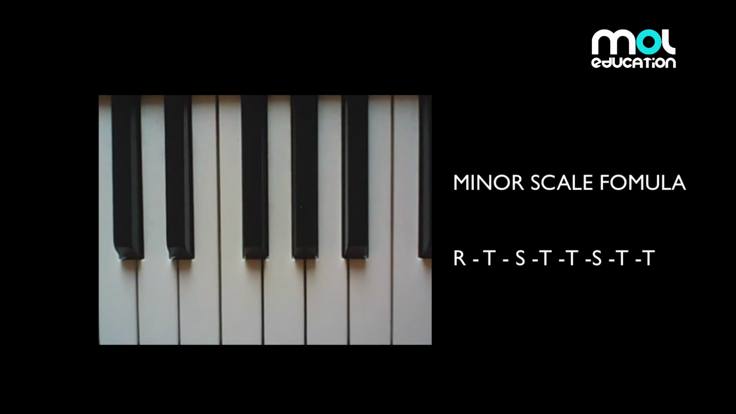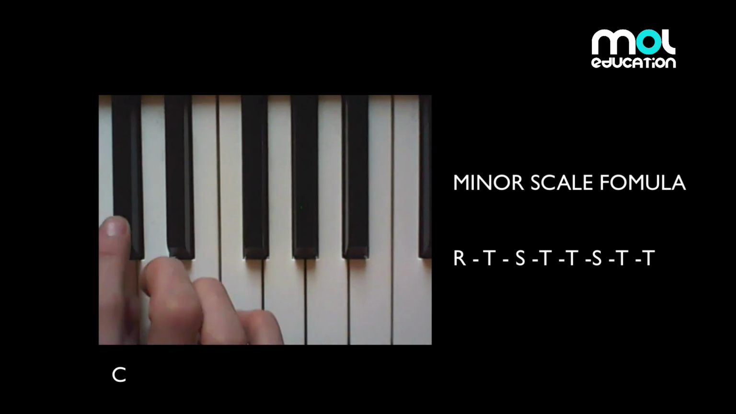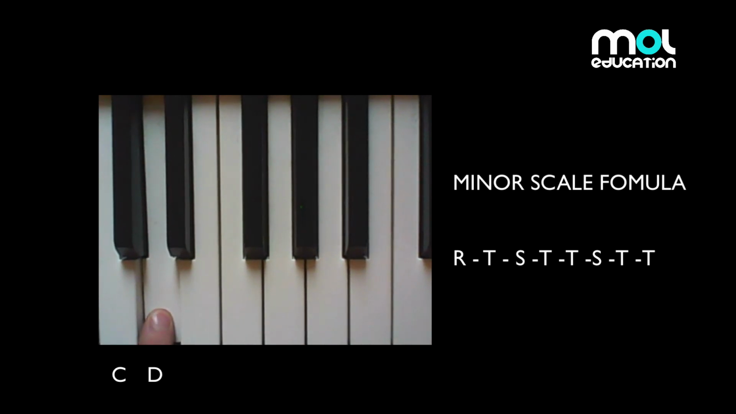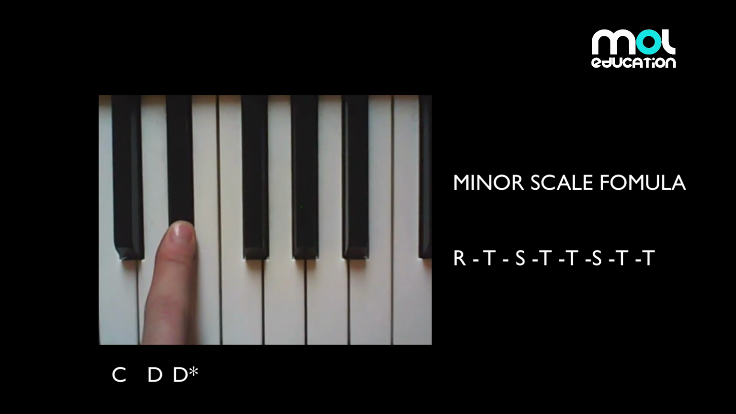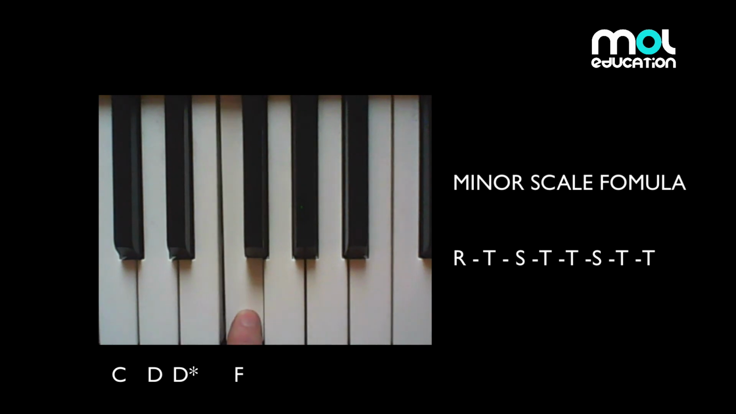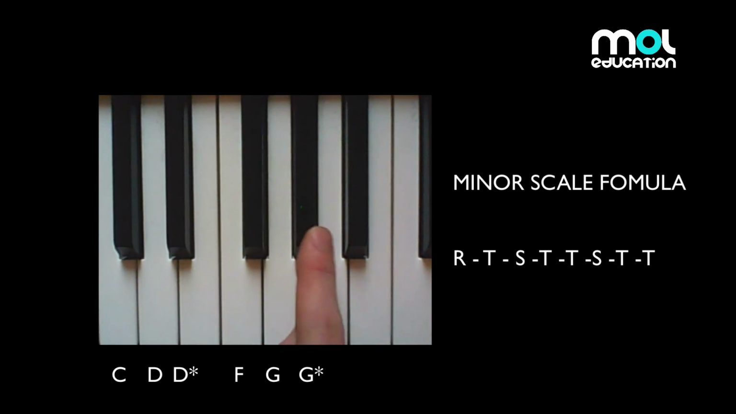So starting on the C note again, we're going to build a minor scale now. So we have our root, which is the C note. We're going to go up a full tone, which is 1, 2. Semitone, which is just 1. Full tone. Another full tone, 1, 2. Semitone, just 1. Full tone from there, 1, 2, 1, 2. And then another full tone from here, which is 1, 2. And we end up with this.